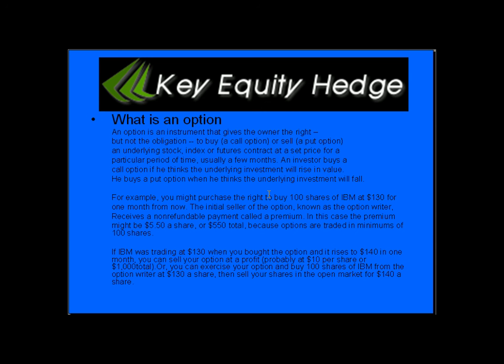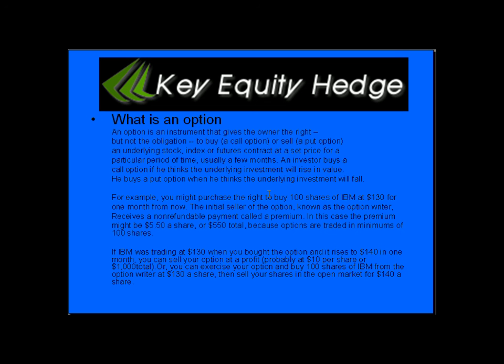So an investor buys a call option if he thinks the underlying investment will rise in value. He buys a put option if he thinks the underlying instrument will fall. So options give us that ability to play both sides of the market. Calls are for when we're speculating that the market's going to rise, and put options are there for us if we believe that there's going to be a potential fall in the market.